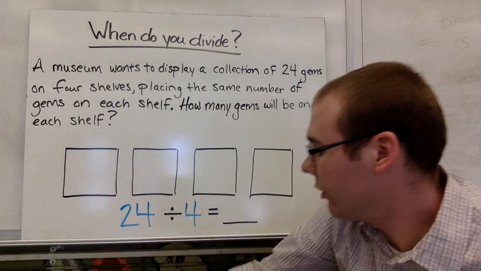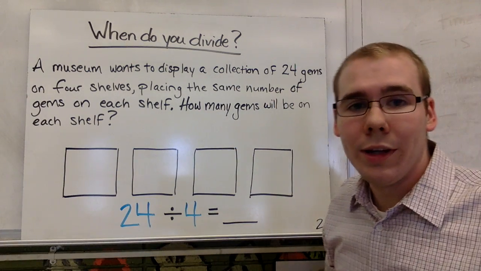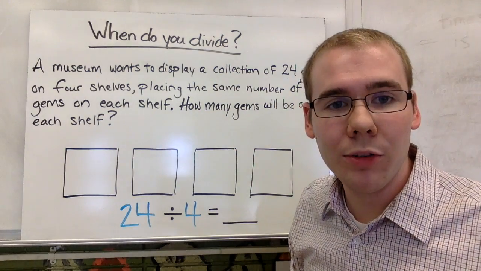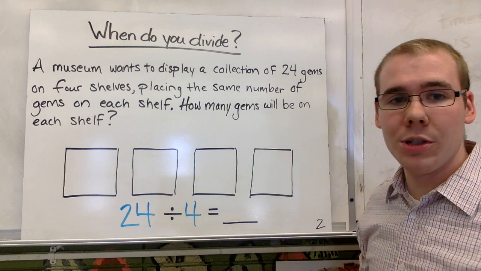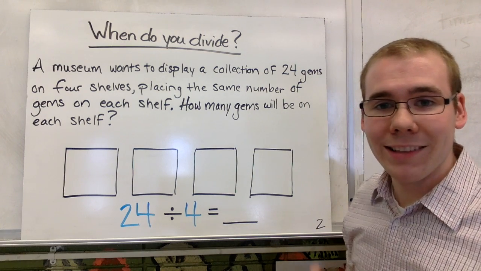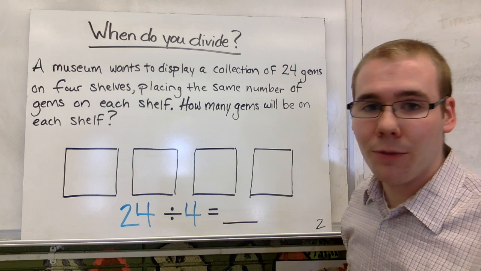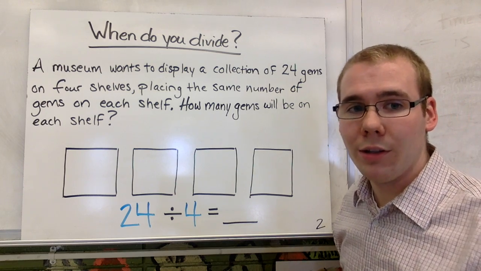All right, here's our first example. When do you divide? And here's the example. A museum wants to display a collection of 24 gems on 4 shelves, placing the same number of gems on each shelf. How many gems will be on each shelf?